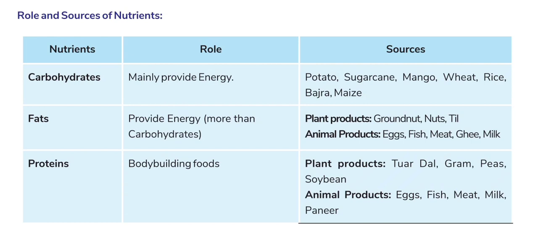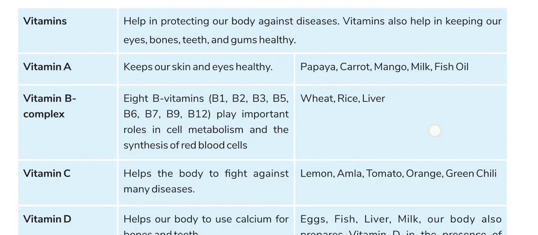Proteins. Bodybuilding foods. Plant products: tuar dal, gram, peas, soybean. Animal products: eggs, fish, meat, milk, paneer. Vitamins help in protecting our body against diseases. Vitamins also help in keeping our eyes, bones, teeth, and gums healthy.